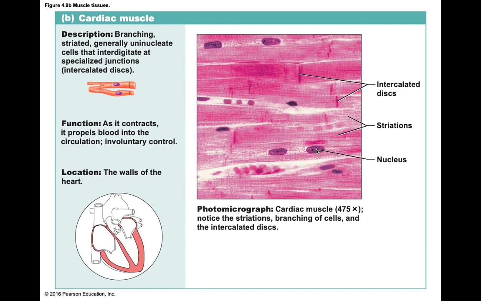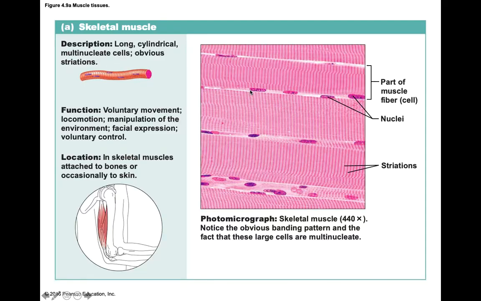Okay, and then we have specialized junctions called intercalated discs. You can see another cartoon picture of this here. They're like the little darker bands that join the cells together. So you can see them on here as well. So you can see the differences between our cells.